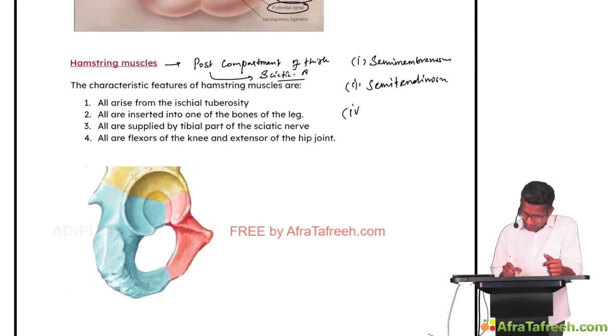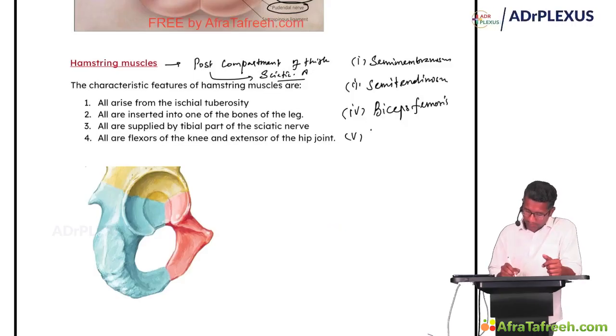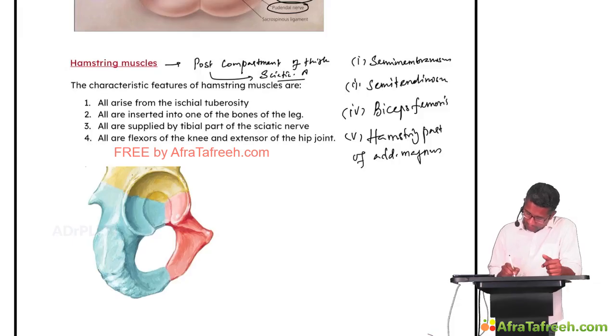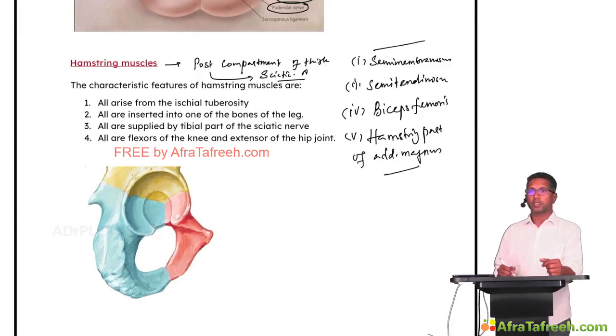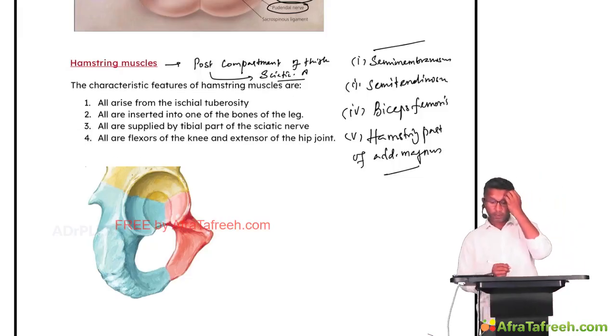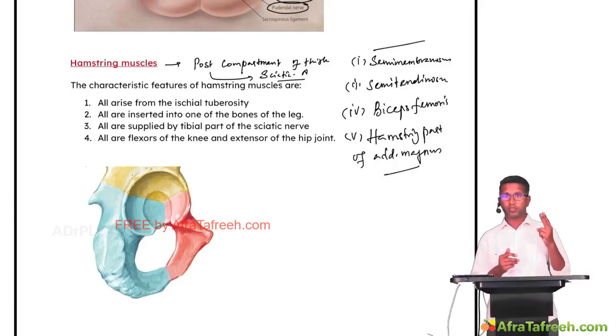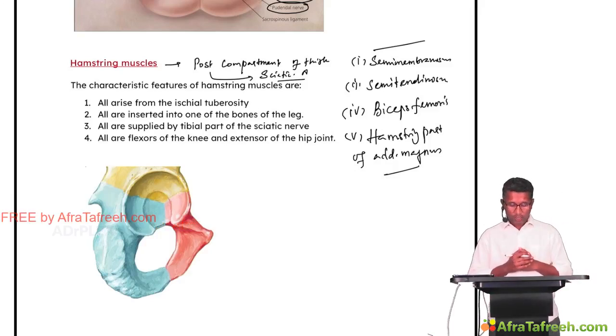The next muscle you see in this region is biceps femoris, and the 4th muscle which is called a hamstring muscle is the hamstring part of the adductor magnus muscle. So you got 4 muscles in this region: semimembranosus, semitendinosus, biceps femoris, and as you know, biceps means 2, so it has 2 heads. The next is the hamstring part of the adductor magnus, guys, okay.